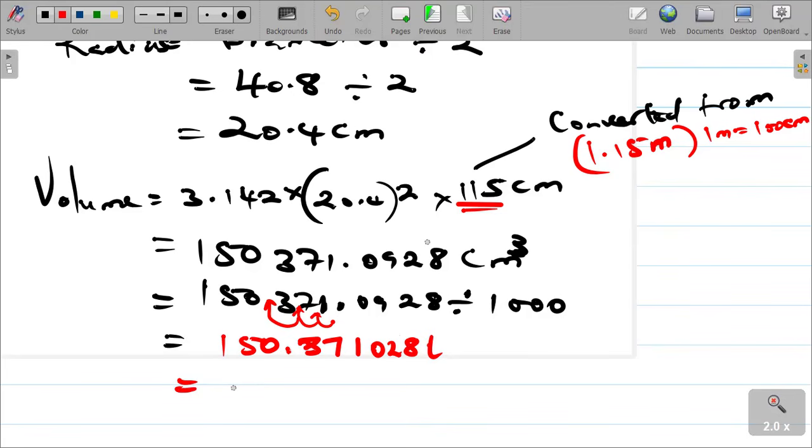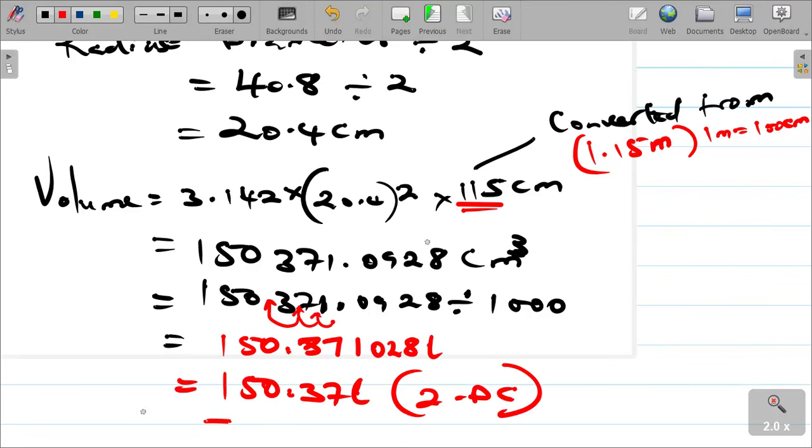To 2 decimal places, that is 150.37 liters. We are saying to 2 decimal places, so that is what is happening here.